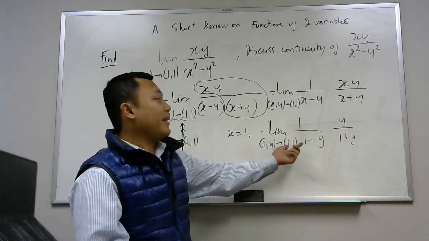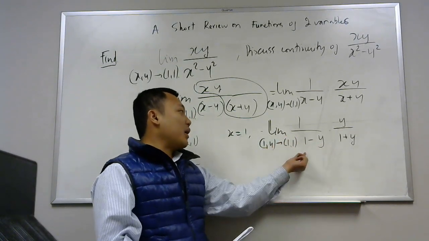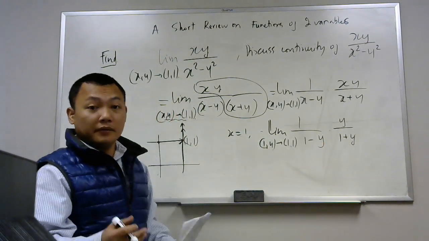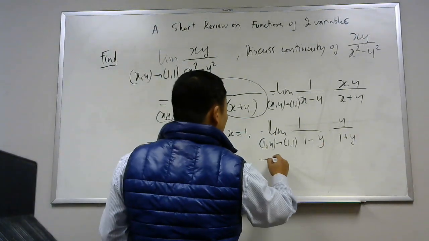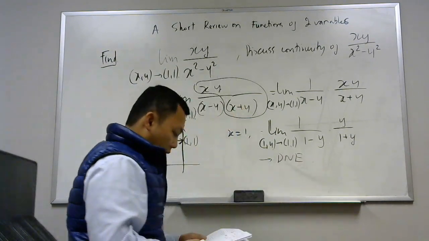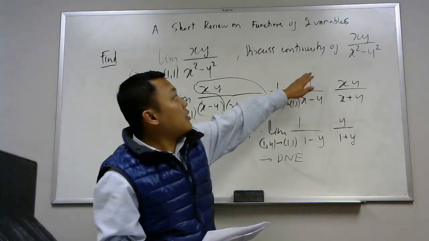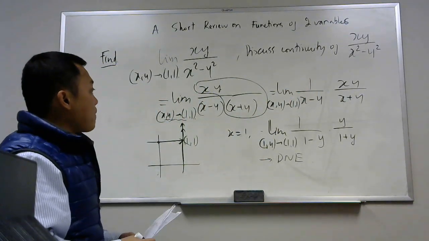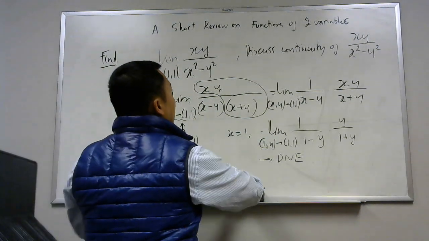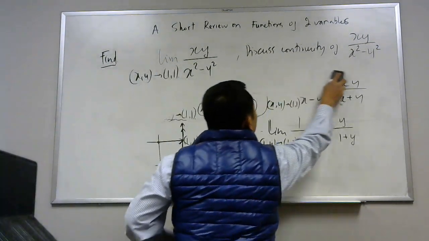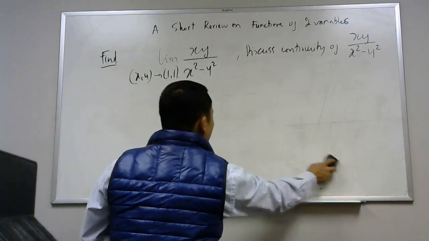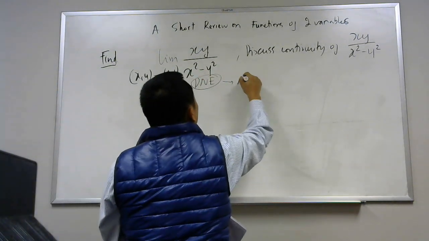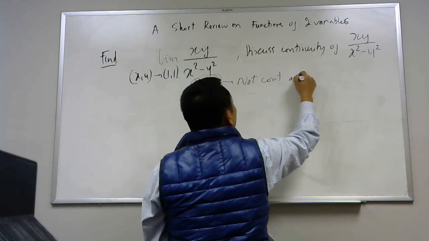Makes sense? And of course, you can see when y approaches 1 from the left and from the right, this limit could be negative or positive infinity. So it does not exist. Since the limit does not exist, this function could not be continuous at this point, at (1, 1). So let's see how to discuss continuity of this function. The limit does not exist, so it's not continuous at (1, 1).